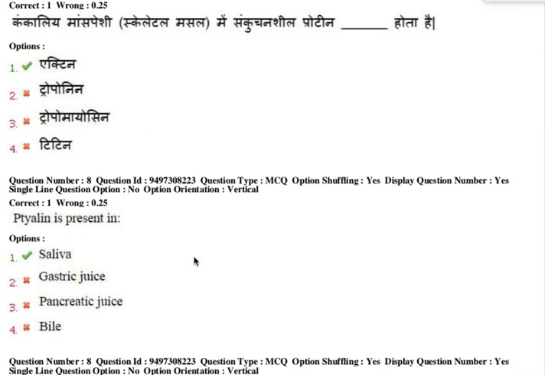Next question. Question number 8. Ptyalin is present in. Right answer is saliva. Ptyalin is an enzyme that is present in the saliva.